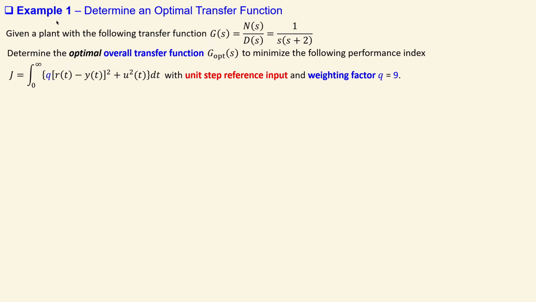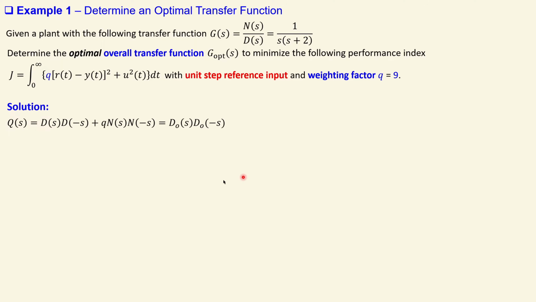Okay, now let's go through an example and determine an optimal transfer function for this plant. So we have a plant given by 1 over s times (s plus 2). So it is a second order system with a pole at the origin and also a pole at minus 2. So it's already stable in this format. We would like to have an optimal overall transfer function, G optimum, to minimize the following performance index, when the input R is a unit step reference, and also the weighting factor q is chosen as 9. So we just selected some number. Let's see if that really works out perfectly.